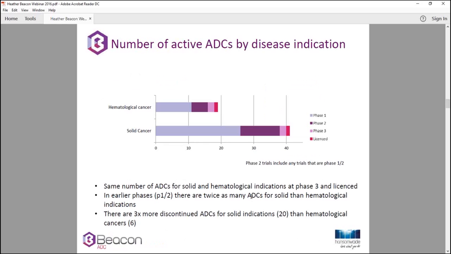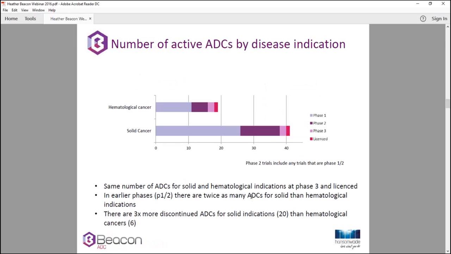So let's move on now and have a look at the number of active ADCs by disease indication. If we break down the number of ADCs by solid and hematological cancers, we can see that there are a lot more drugs in the solid cancer space, particularly in the earlier phases, so phase 1 and phase 2. In phase 3 and licensed, there's the same number in hematological and solid cancers. But there are twice as many ADCs for solid cancers as there are for hematological cancers.